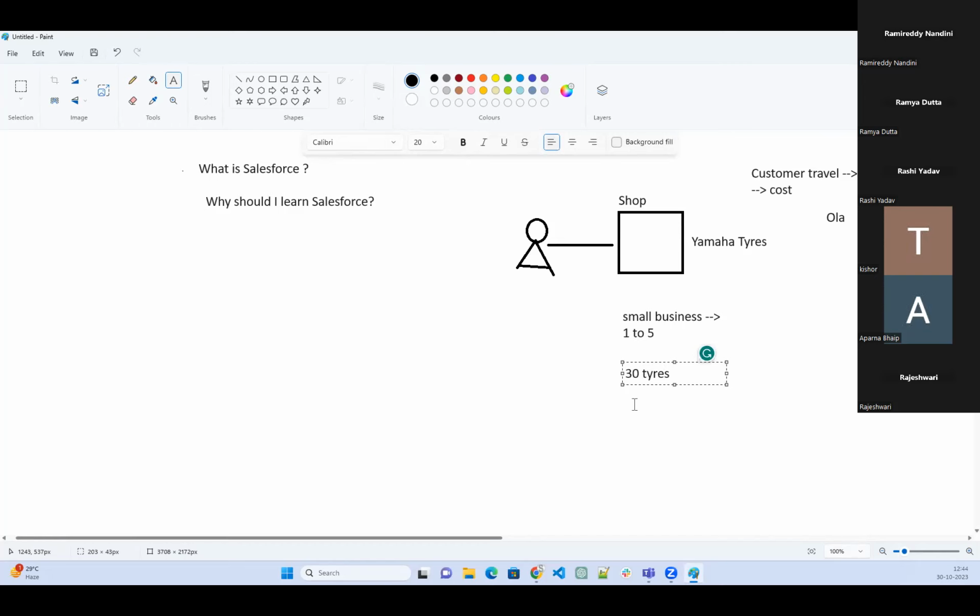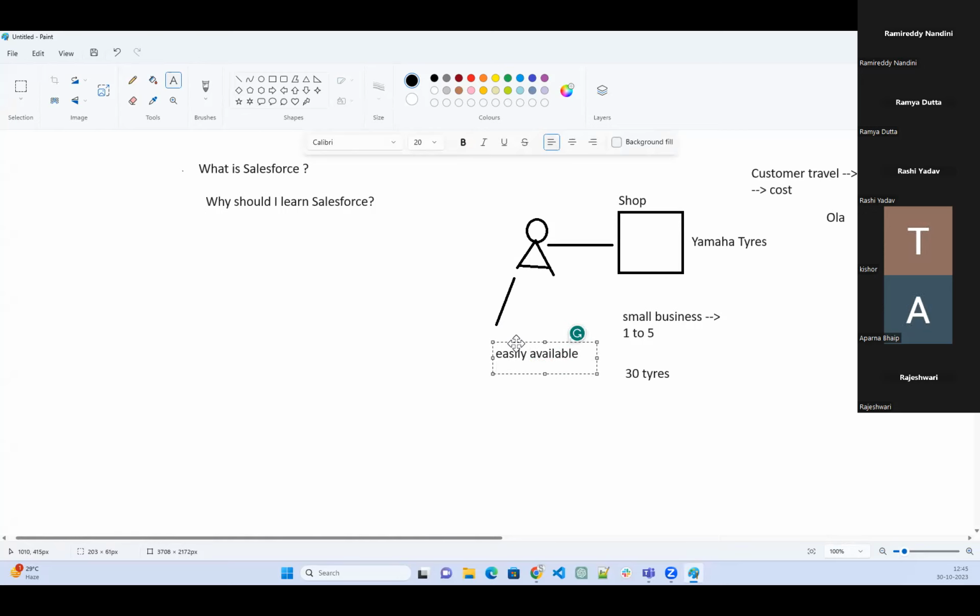Similarly, another customer is saying that it is so difficult to travel from one place to here, and it is costing so much to buy a single tire. Is there any place where I can do it? So this person has started thinking about how to improve the business. Improving means it should be easily available to anyone, sitting at their place, they can order. So it will be easy.